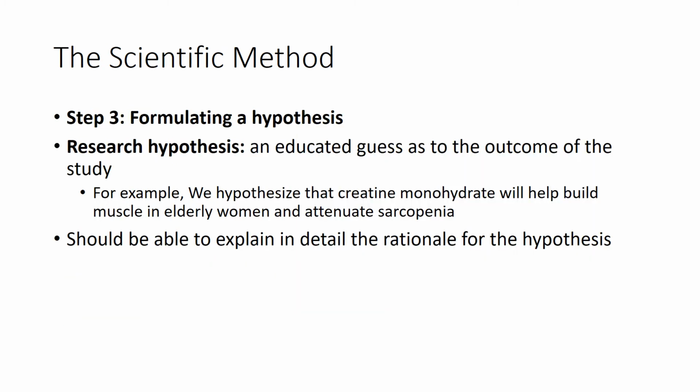And the third step is where we formulate a hypothesis. A research hypothesis is an educated guess as to what the outcome of the study will be. It is not a feeling or a guess, but an intelligent expectation based on a thorough understanding of a research problem area. For example, we hypothesize that creatine monohydrate will help build muscle in elderly women and attenuate sarcopenia. Researchers should be able to explain in detail the rationale for this hypothesis. This is usually based on the existing literature. Hypotheses can be either accepted or rejected based on the results.